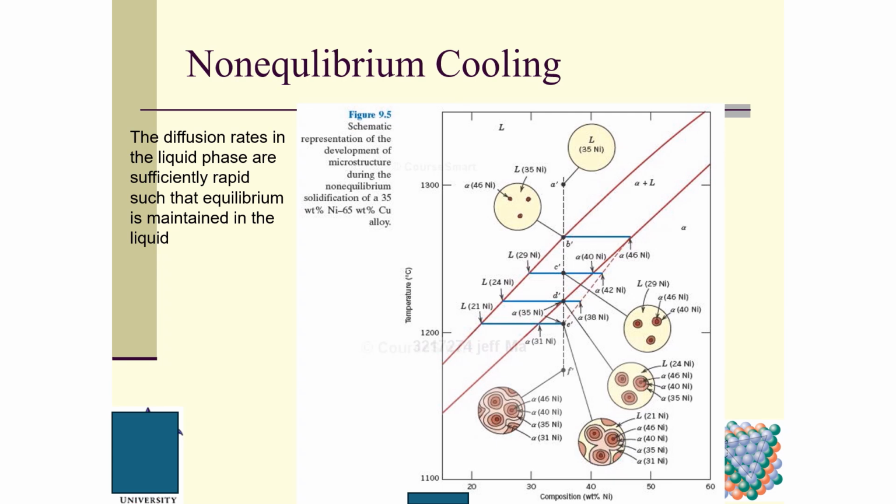You can see clearly the difference between this slide and the previous slide I just talked about. Why are they different? The previous one is equilibrium cooling, but this one is non-equilibrium cooling. The temperature is very, very high. The liquid phase diffusion rate is sufficiently rapid such that equilibrium is maintained in the liquid. Did that make sense, guys? And the next time I'm going to ask you how this slide is different from the previous slide.